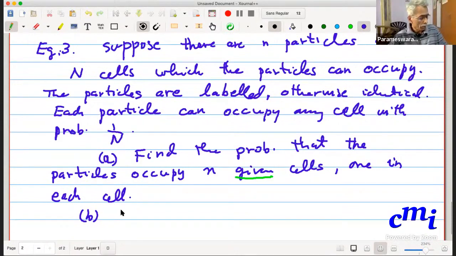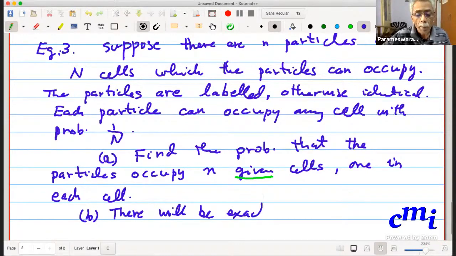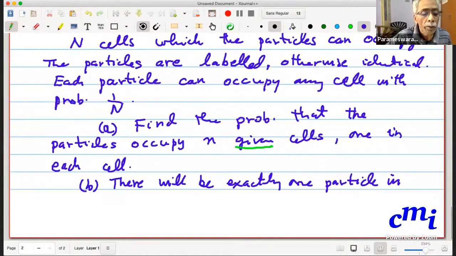Now the next one is, there'll be exactly one particle in any cell. Here that means that there will be n cells that the particles occupy, but that's not pre-assigned. Okay, so let us do this problem.